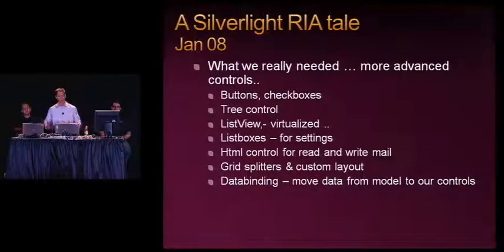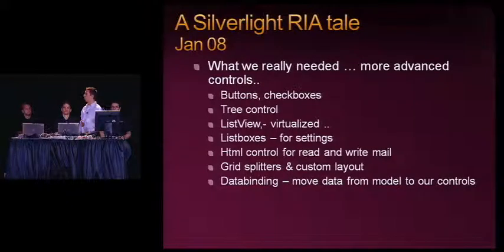By January 2008, we really needed more advanced controls. The app was coming together, but we needed things like buttons and checkboxes. We needed a real tree control, not the smoke and mirrors ones I just showed you. We needed a list view that was virtualized to take a model that has a lot of data and stuff it on the screen in a very efficient fashion. We needed list boxes for settings. We needed to integrate HTML for compose and read. We needed grid splitters, custom layout. And we needed something very important, data binding, to move our data from our model into the controls.